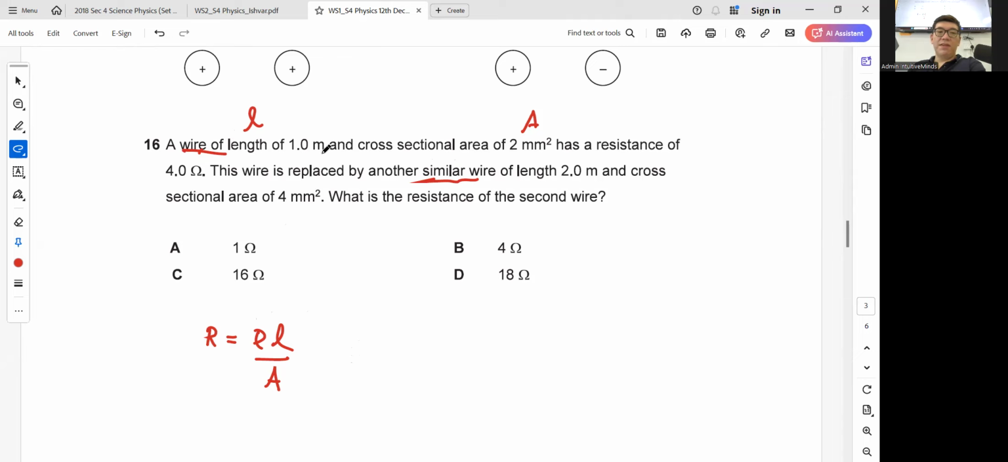So you're always comparing the L and the A. 2 meters compared to 1 meter. How many L is that? If 1 meter is L, 2 meters must be 2L. If A is 2, 4 will be how many A's? 2A. So you can put this inside.